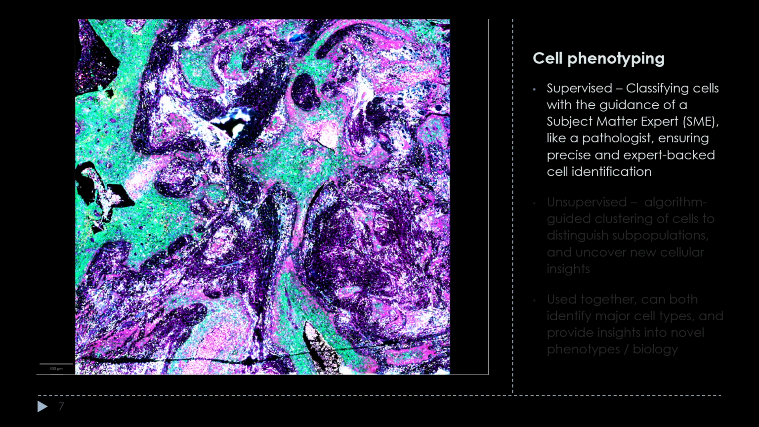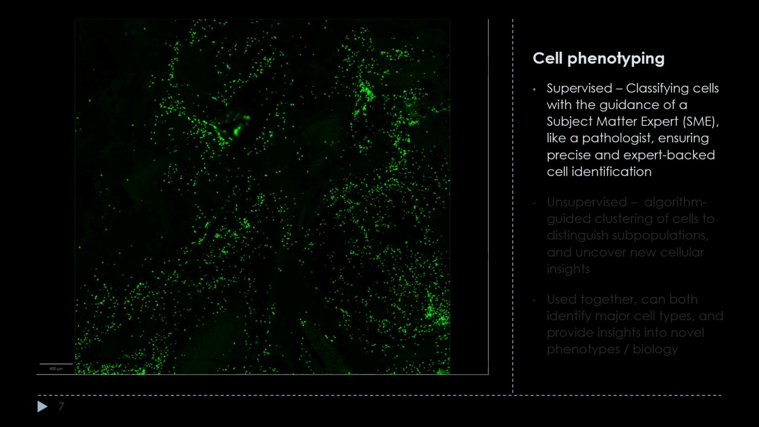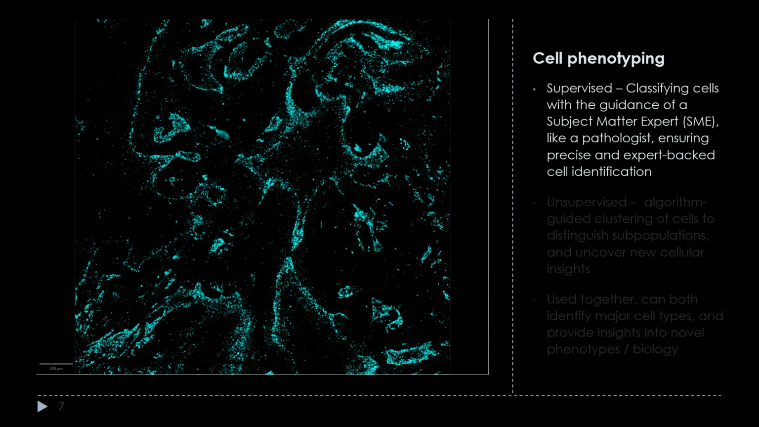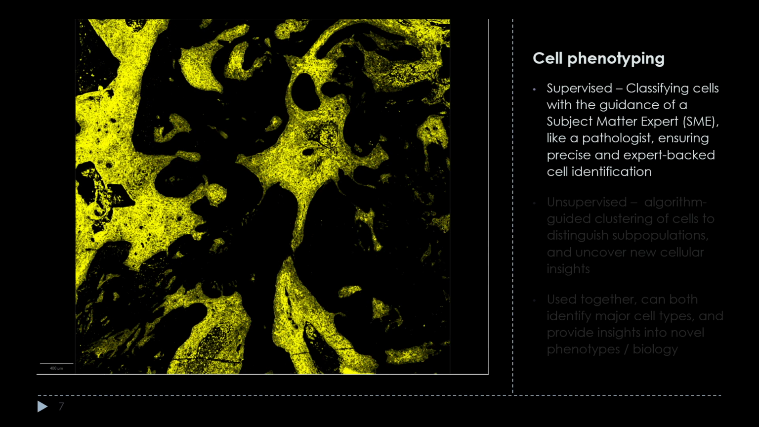And the first step is thresholding our positive population, typically done in conjunction with a pathologist. Here, we showed this for several markers in our panel, such as CD8A, PCNA, and cytokeratin.